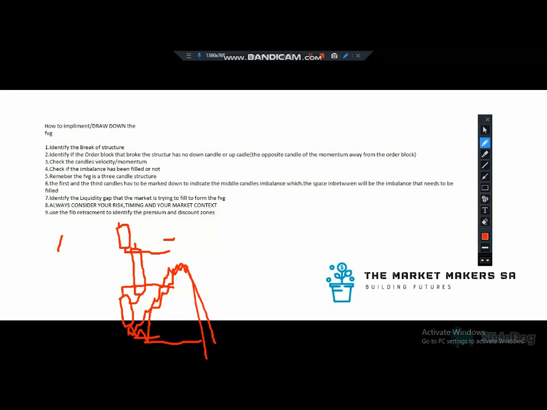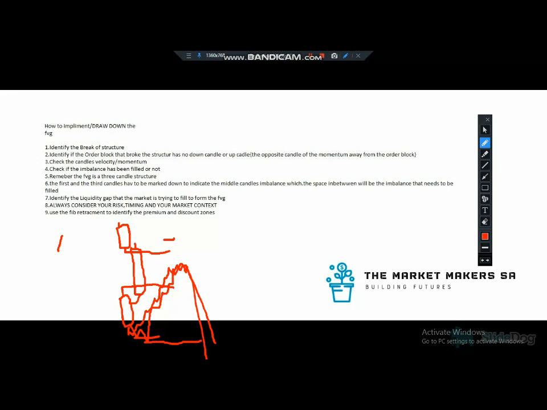For timing, look to trade in your New York session, your distribution session, or you can trade in your manipulation session, but you have to be careful. That means you have to consider your risk. Do I consider trading a fair value gap in the manipulation phase of the market, which is the London session? Those are the type of things you need to look at.